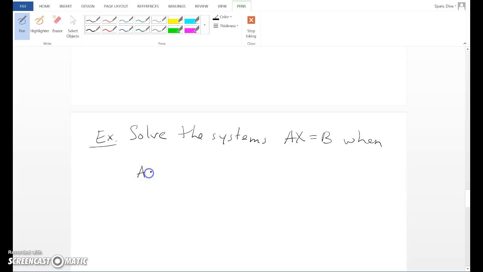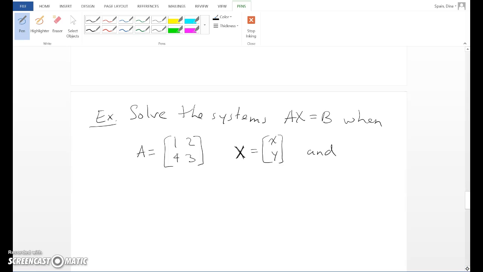Here's the A that we're going to use. It's got some fractions in it when we do the inverse, but that's okay. Here's the X matrix that we're going to use. Again, it's just going to be an X and a Y, those variables. Again, that's a capital X. And, alright, the different right-hand sides. These are 3 different systems.